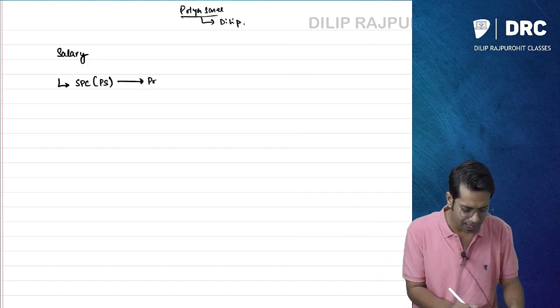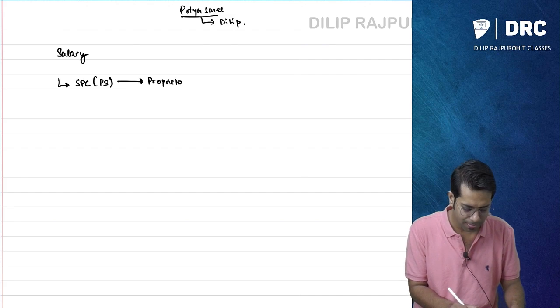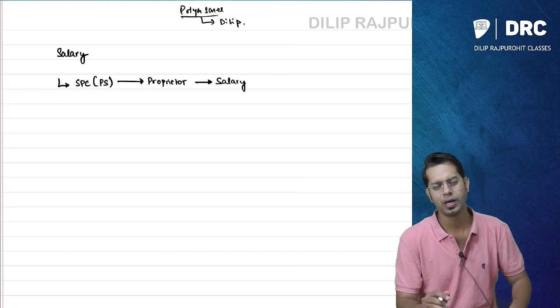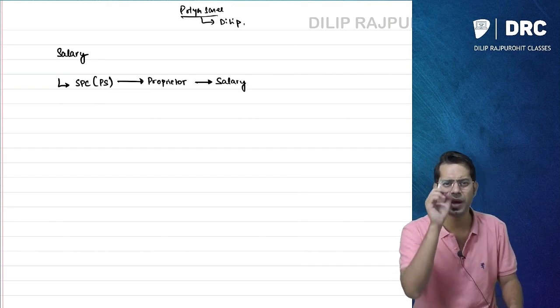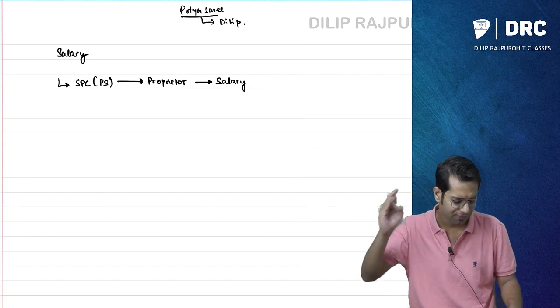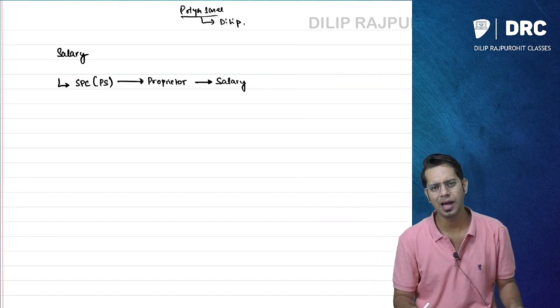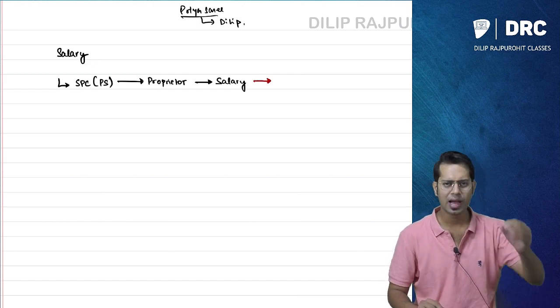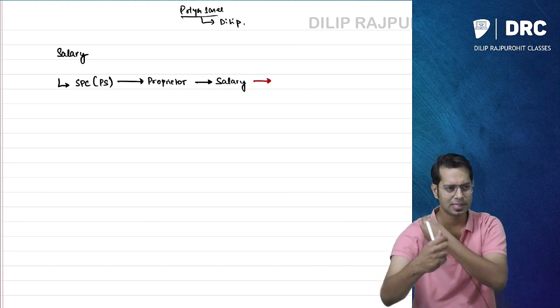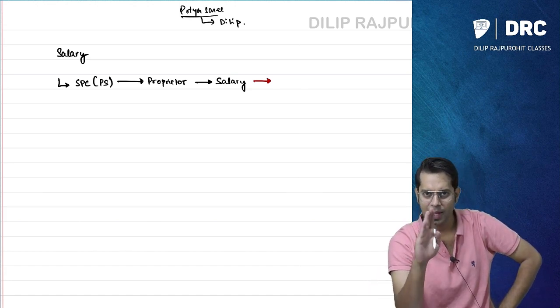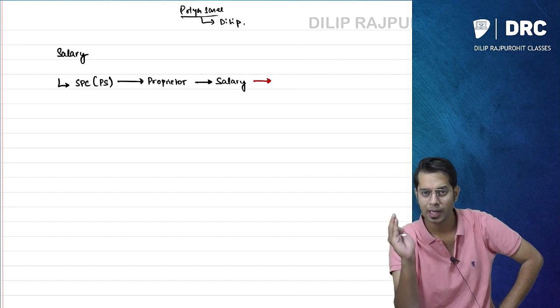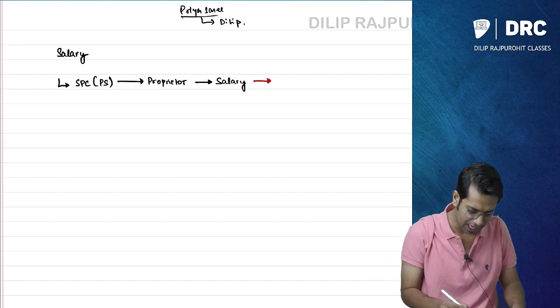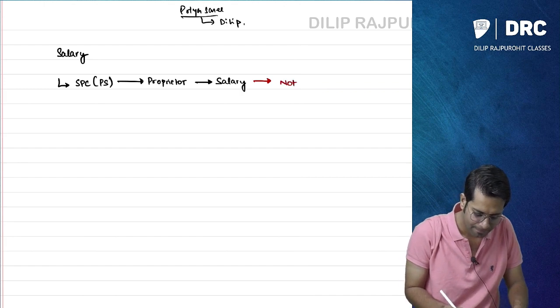So Priya Saris is paying salary to its proprietor. Now tell me whether this salary which is paid by Priya Saris to its proprietor, Mr. Dilip, is taxable under the head salary. Come on, India, tell me whether this amount which is paid by Priya Saris to its sole proprietor, Mr. Dilip, is taxable under the head salary. No, sir, it is not taxable under the head salary.